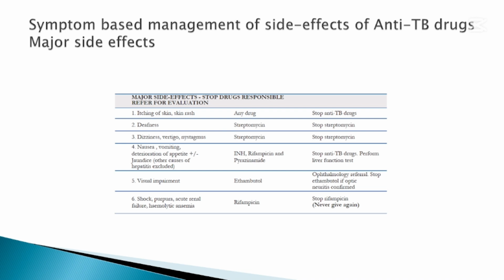Visual impairment due to ethambutol, we have to get ophthalmologist opinion. If optic neuropathy, optic neuritis is confirmed, we have to stop ethambutol. In the early stage, the visual impairment is reversible. If the patient gets shock, purpura, acute renal failure, hemolytic anemia, this could be due to rifampicin. You have to stop rifampicin and never try rifampicin again.